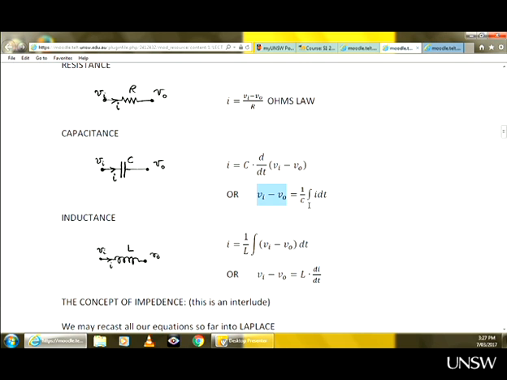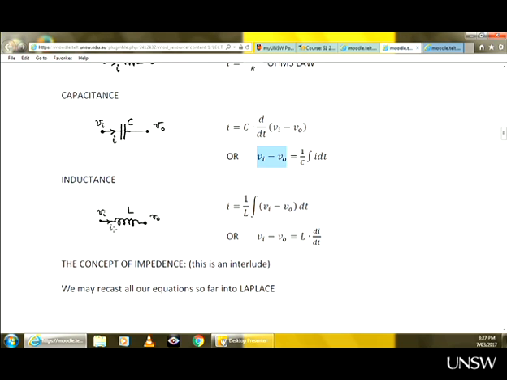And inductance. If you have a coil, there will be inductance taking place inside this coil. Once again, you have a voltage difference. As a result, you have a current flowing through the inductive coil, inductance L. I will be equal to 1 over L integral of the voltage difference, or the opposite, the voltage difference equals L di by dt. These three equations, again, are going to be given in your exams if you have an electrical system in the question paper.